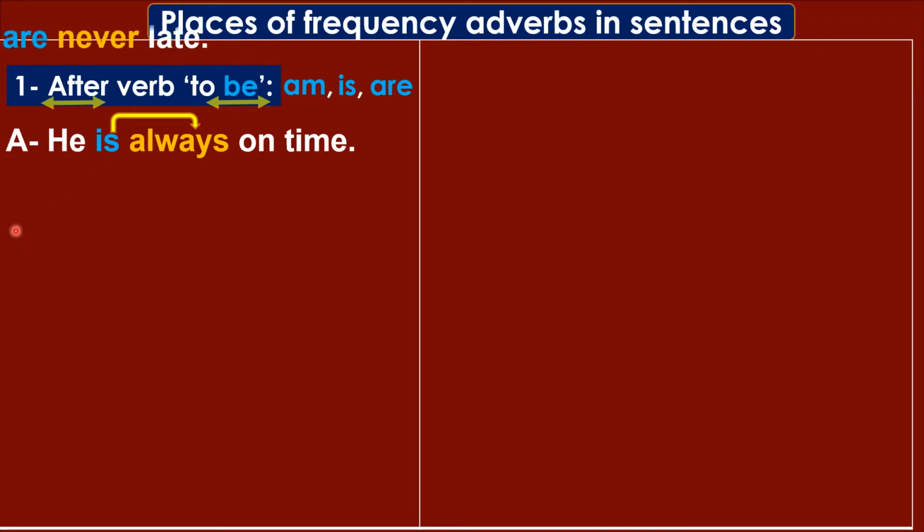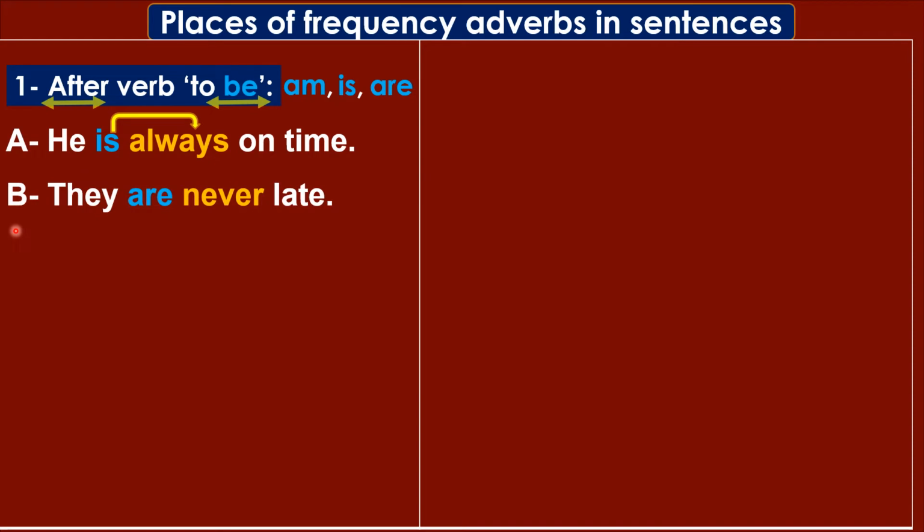Let's have a look at another example. They are never late. If you look at never, it comes after are. So they are never late. Never comes after are. What about lexical verbs?